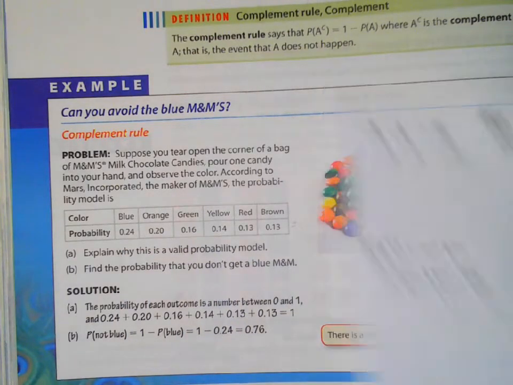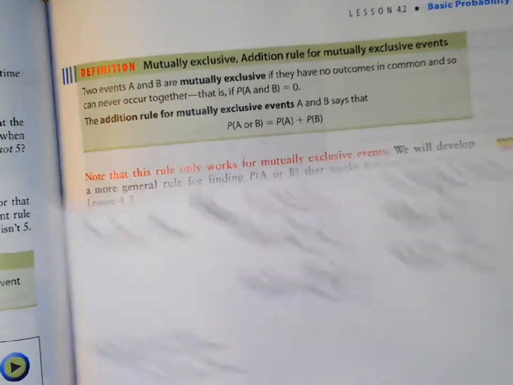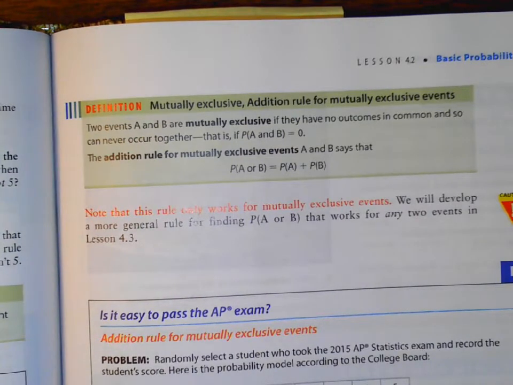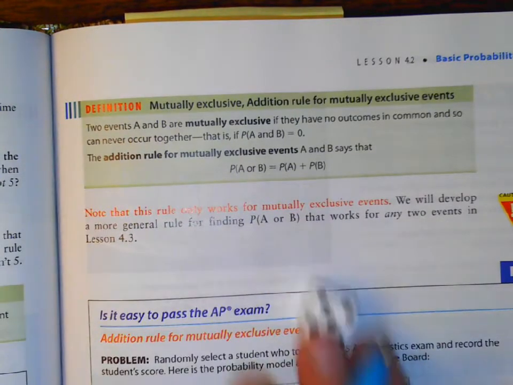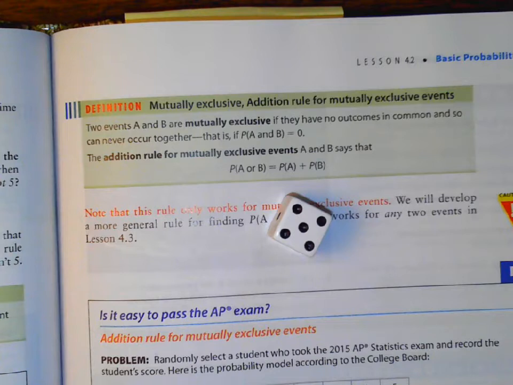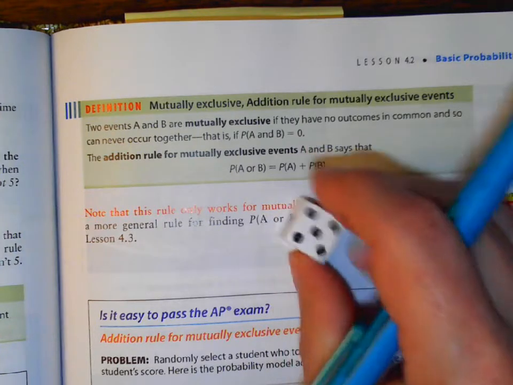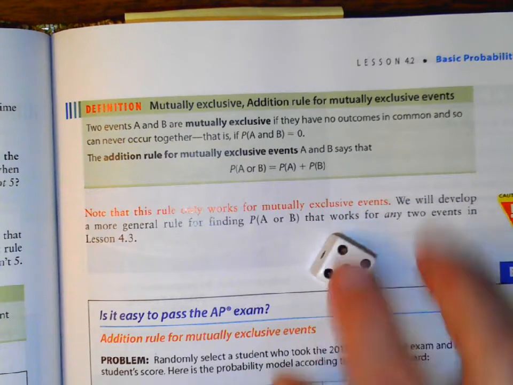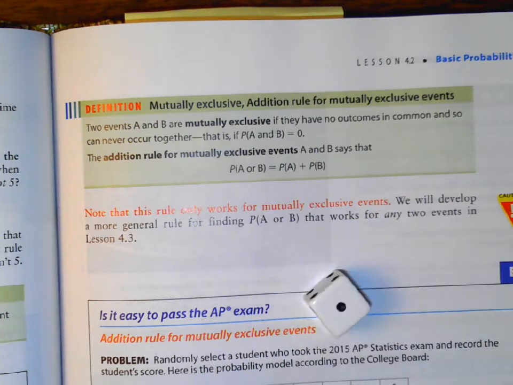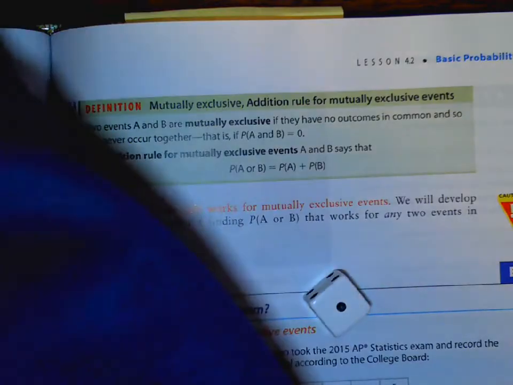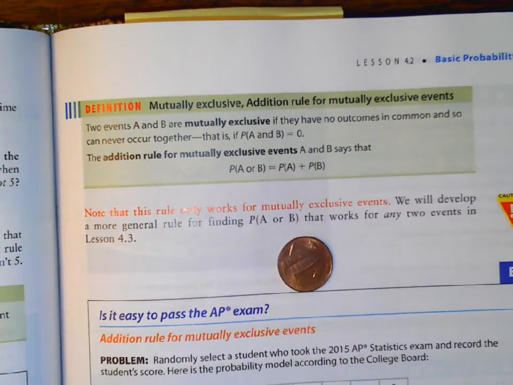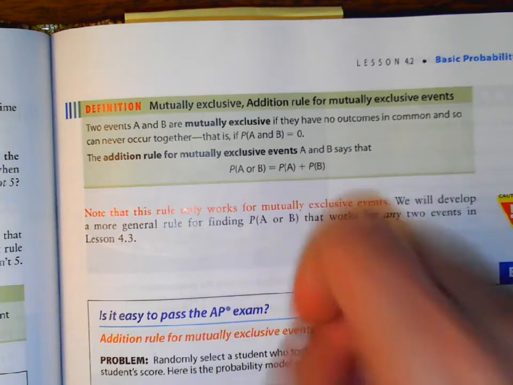The next idea is if events are mutually exclusive. If I roll this die one time, can it be both a 5 and a 1? Well, kind of, if it lands on its side, but that doesn't happen. So if I roll it one time, it can't be both a 5 and a 1 at the same time. If I flip this, it can't be heads and tails at the same time, on one spin.